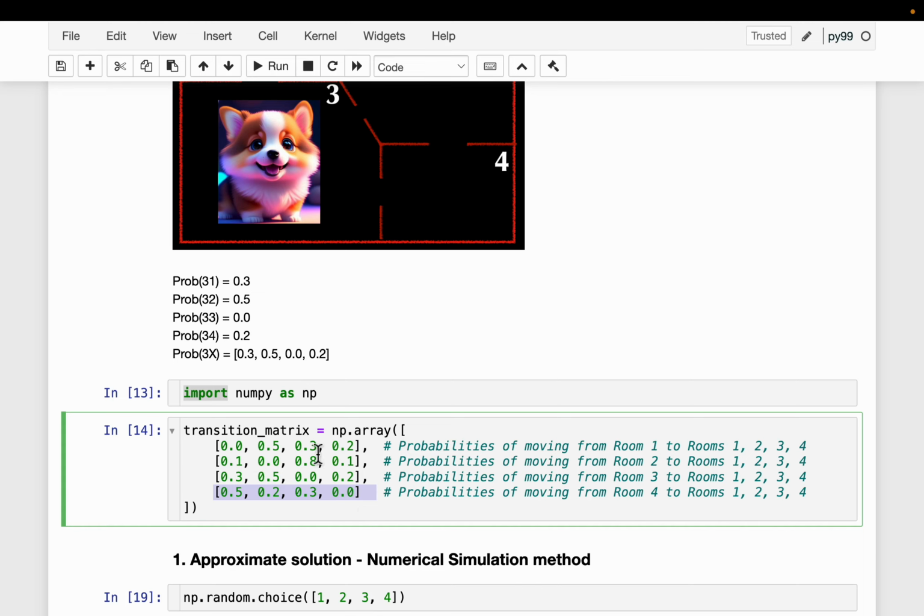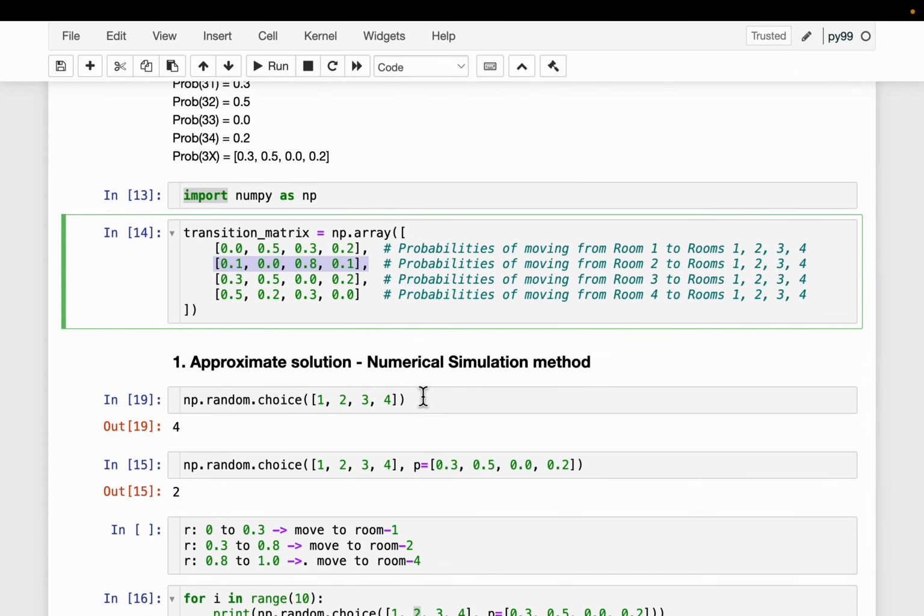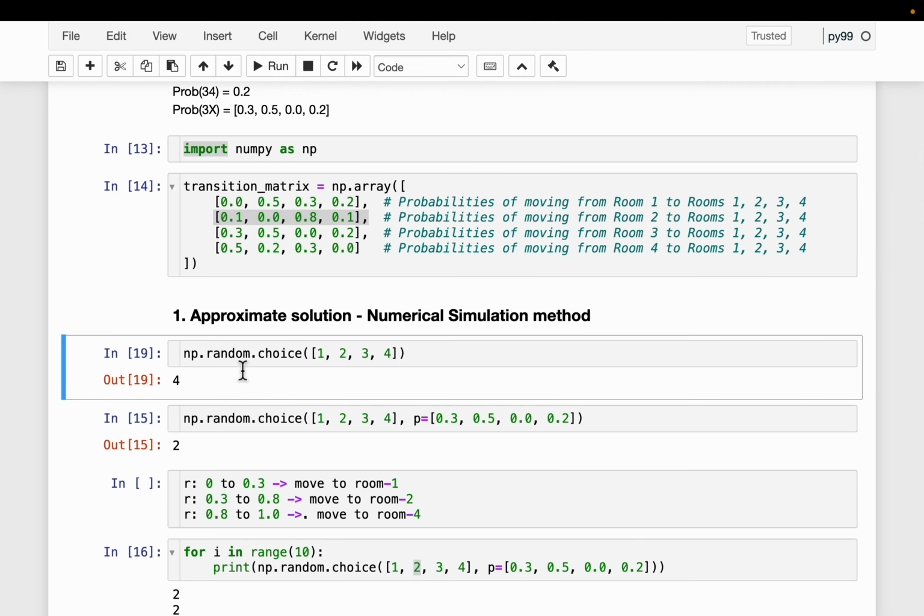I mean, as I said, you can give it a finite probability, but you have to make sure that the sum of each row is equal to 1.0. All right. So let's solve it using this numerical simulation method, which is widely used in science, engineering, and many areas really.